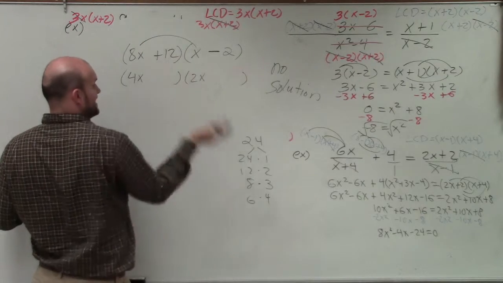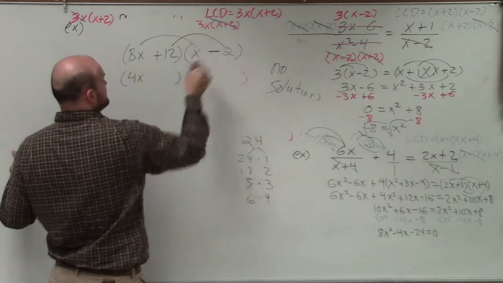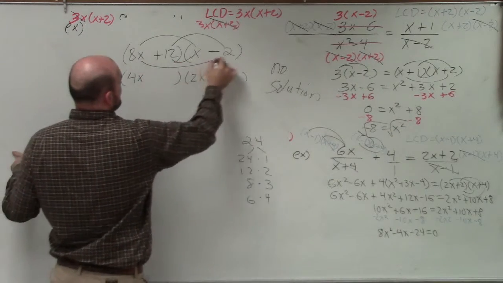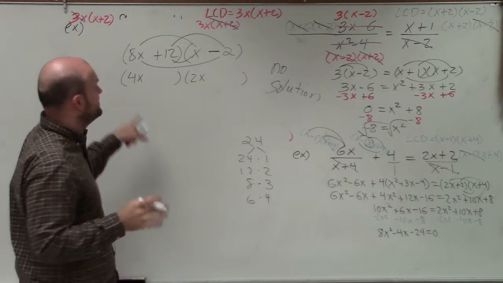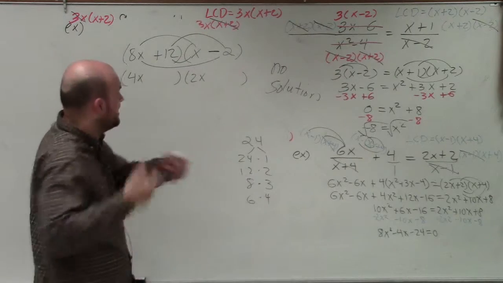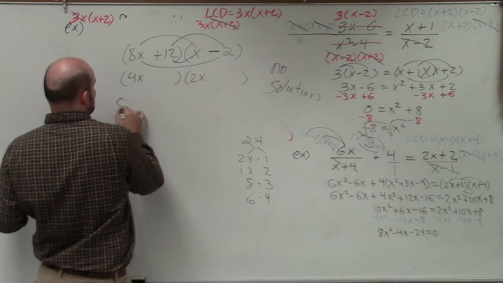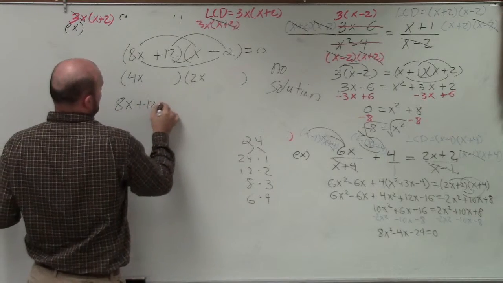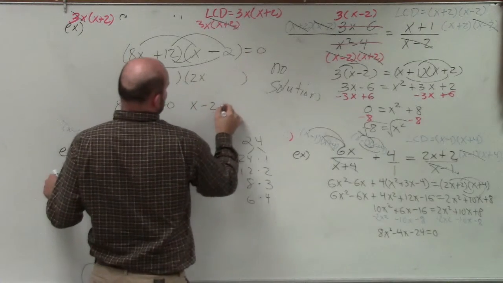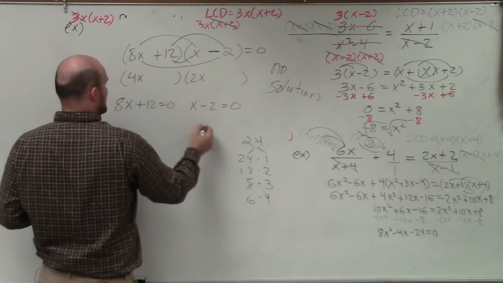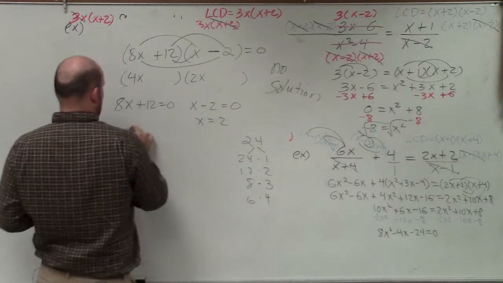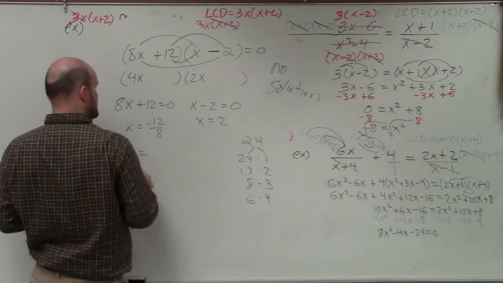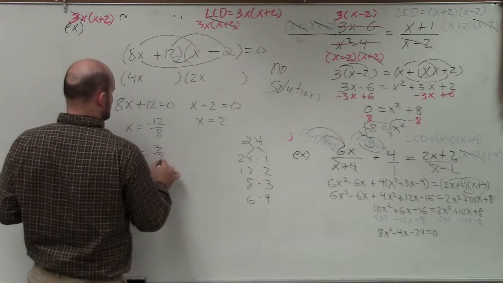8x times x gives me 8x squared, right? 12 times negative 2 gives me negative 24. The middle terms give me 12x. That gives me negative 16x. Negative 16 plus 12x is negative 4x. Perfect. So therefore, I set them both equal to 0. So 8x plus 12 equals 0, and x minus 2 equals 0. So go ahead and solve. x equals 2. x equals negative 12 over 8, which reduces to negative 3 over 2.